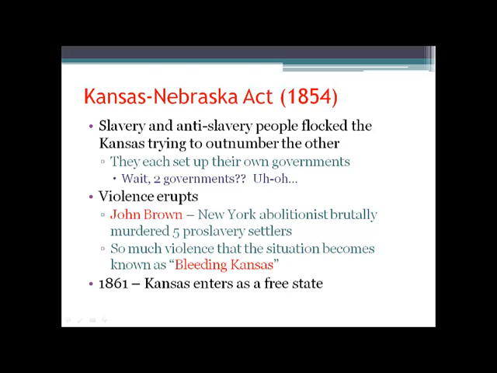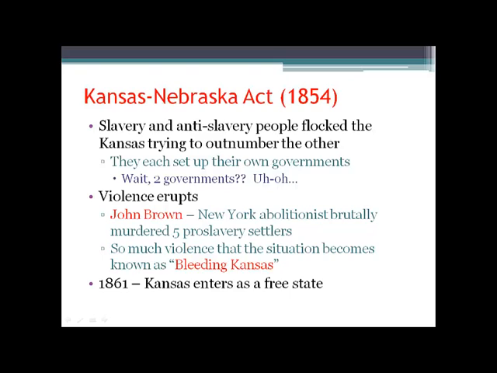That seems far-fetched in this day and age, but during the Civil War, a couple states will actually set up a pro-American government and a pro-Confederate government. This is where John Brown starts to make his name. He's a New York abolitionist. He takes a machete to 5 pro-slavery settlers because he does not believe in slavery. And there is so much violence here that the situation becomes known as Bleeding Kansas.